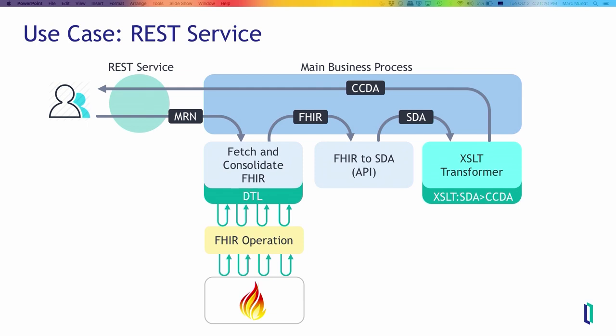transformation call that I showed you, transform from FHIR to SDA. We're going to send that through our standard XSLT transformation component, and we're going to tell it to use one particular XSLT style sheet, which transforms SDA to CCDA version 2.1. And at that point, we're almost done. We now have our CCD as XML, and we just need to send that back, and it's going to go back out through our REST service to the requesting system.